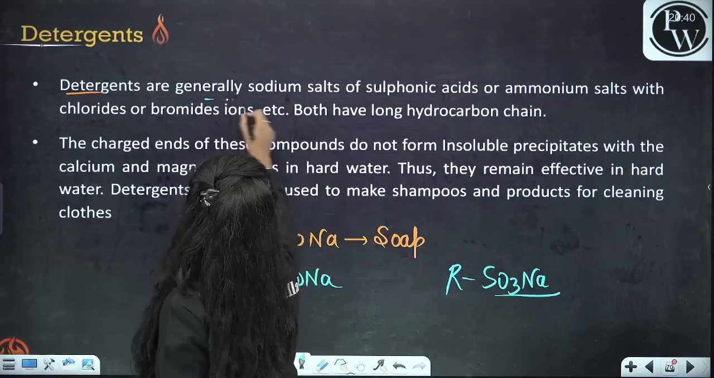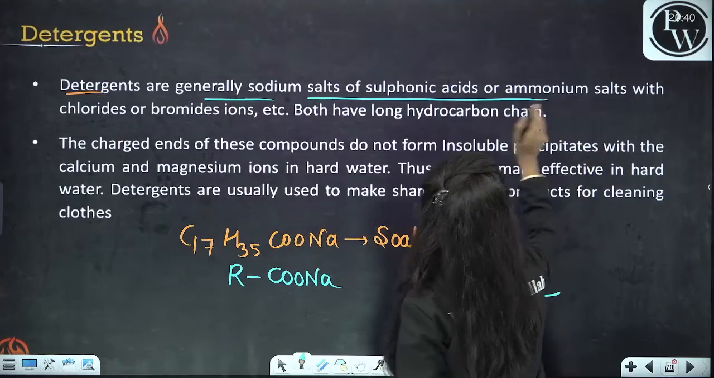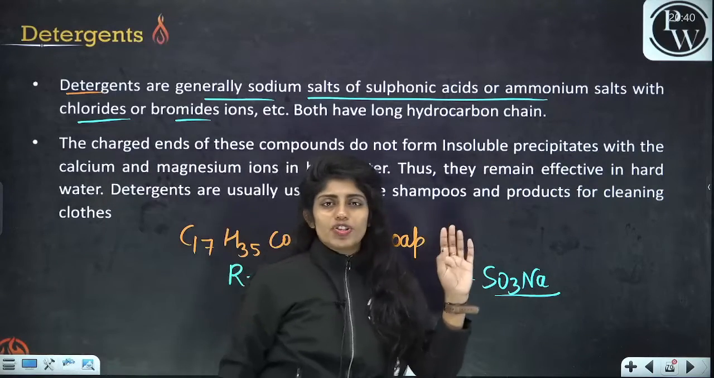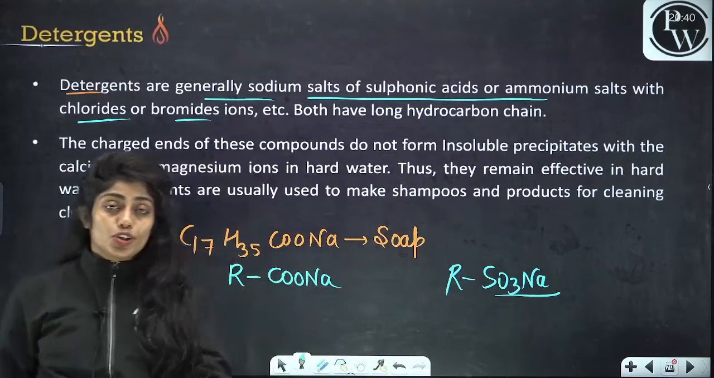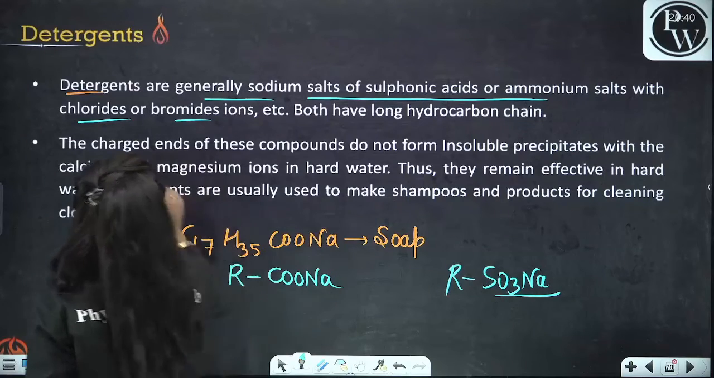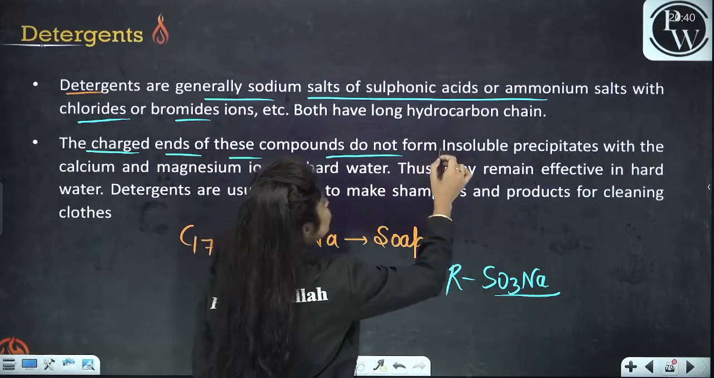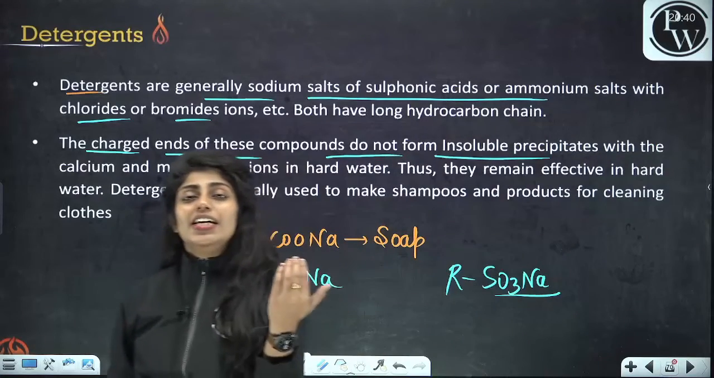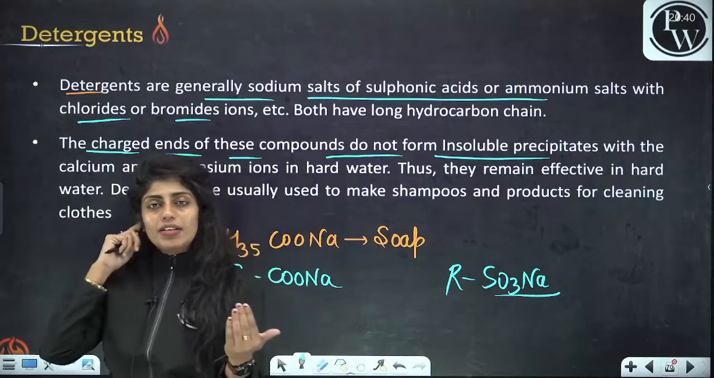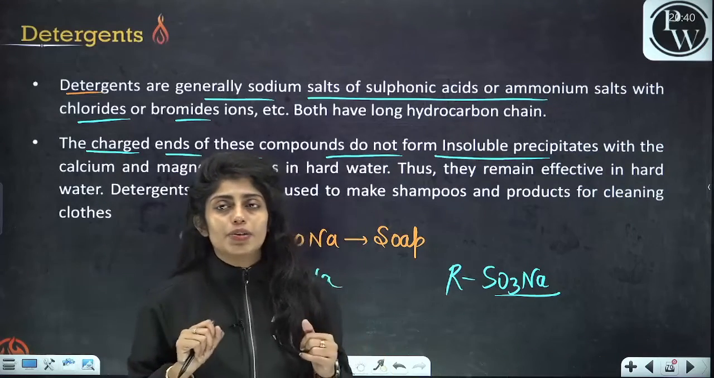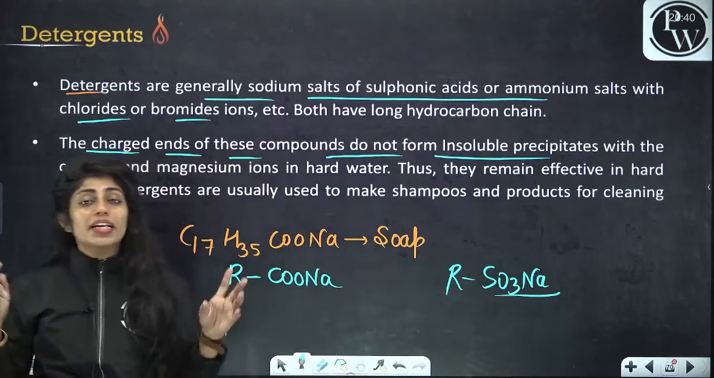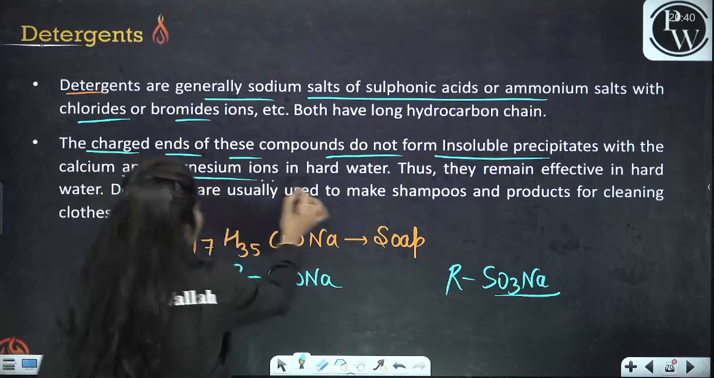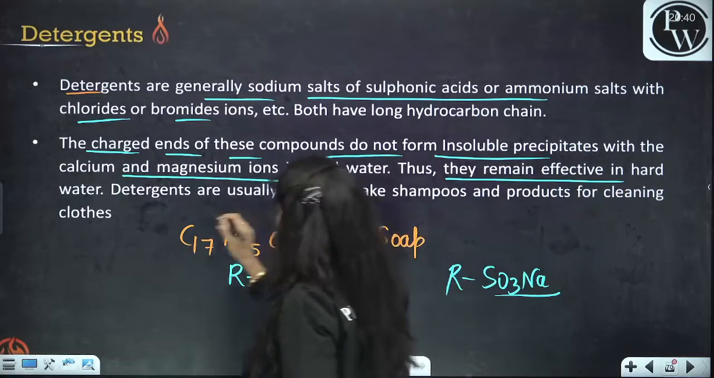So detergents are generally sodium salts of sulfonic acid or the ammonium salt with chloride, bromide ions. Both have the hydrocarbon chain. In the higher classes, we will deal with the detergents more extensively. The charged ends of these compounds do not form insoluble precipitate. That means they do not entertain the salt of the hard water and will not form the precipitate. In fact, they will form the lather. So they remain effective in the hard water.